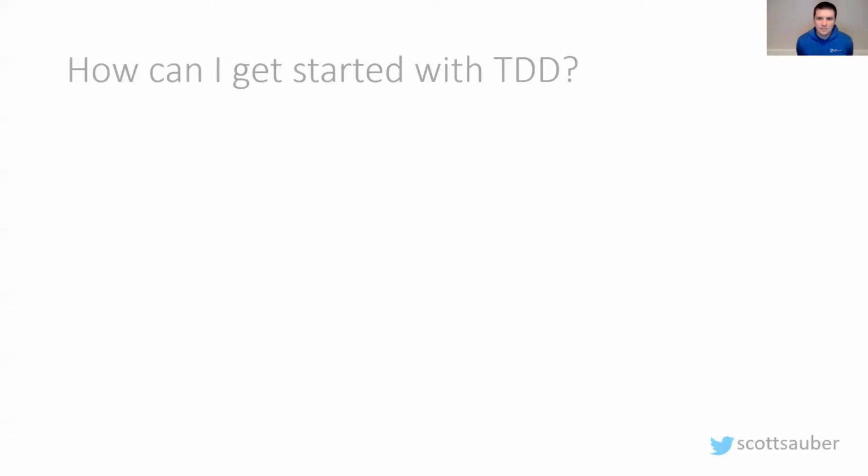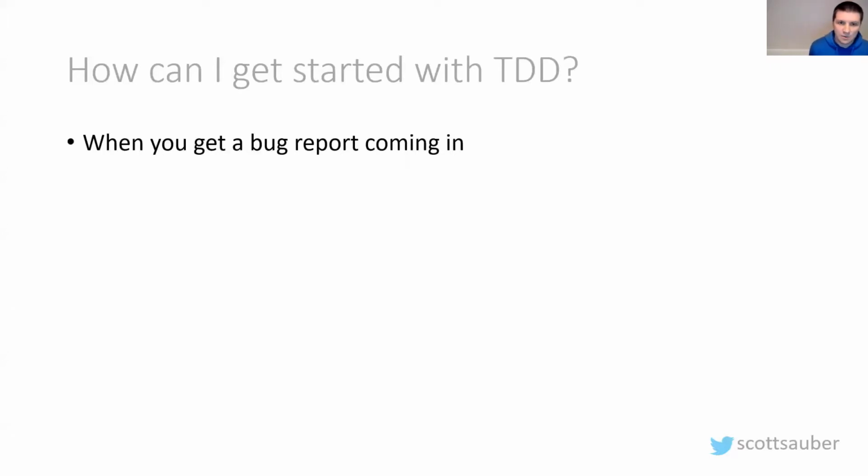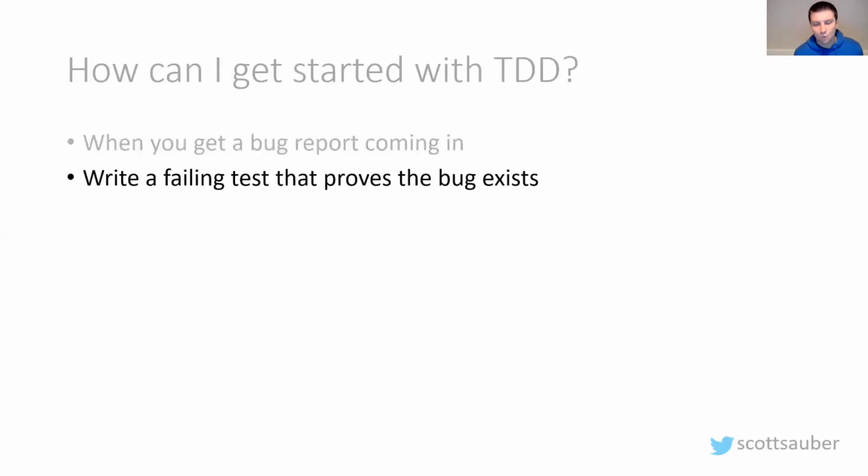All right, so now that we've seen an example of doing test-driven development with React, a lot of people say, okay, how do I get started with TDD? Or maybe, I'm not super confident in doing this on a new feature, right? So a super easy way to get started is, when you get a new bug report coming in, write a failing test that proves that the bug exists, right? And then go make it pass. So this has two benefits. One, you get some practice doing test-driven development. And two, you prove that there was a problem and now you fix the problem.